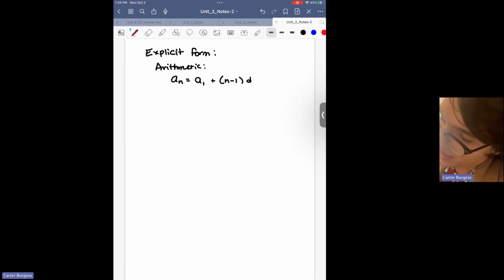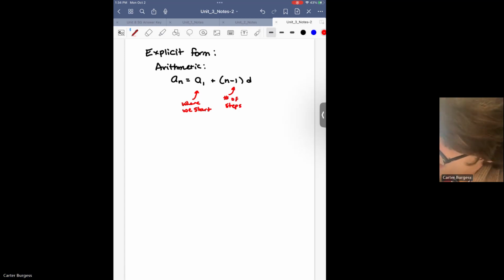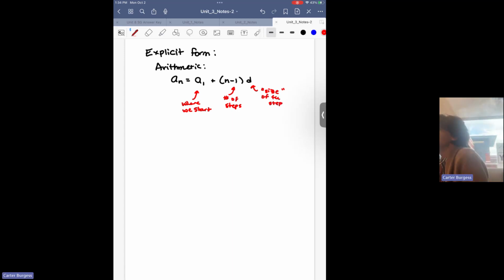All right, so again, just to clarify, this is where we start. This is our number of steps. And we can think of this as the size of the step, just like what it means to take a step. In this case, taking a step means adding the common difference. How many times are we going to do that? Well, how many steps do we have to take to go from 1 to n minus 1?